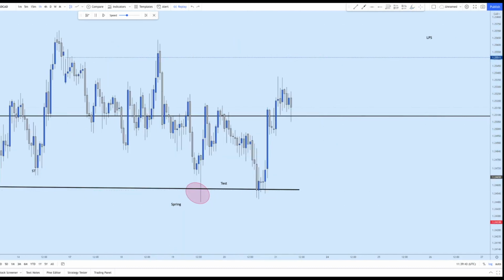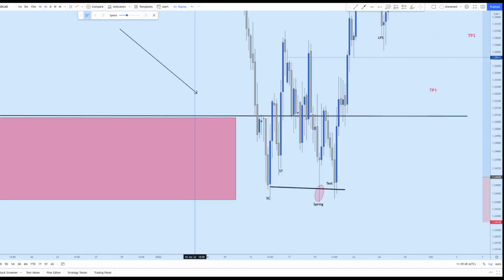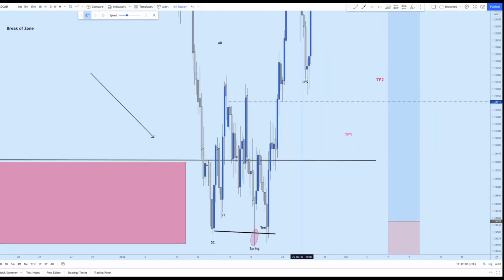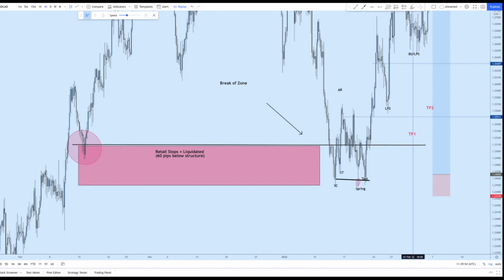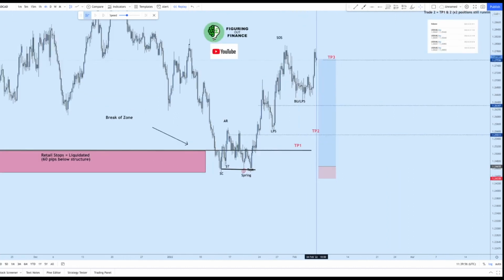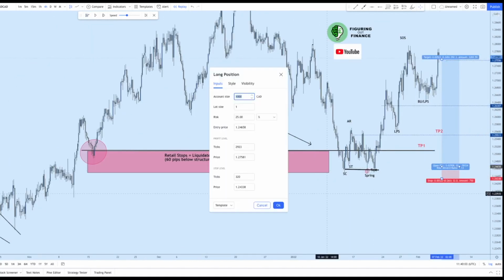If we just go back up to the 4-hour chart, let's just take a step back and see exactly where we were. So again, looking left, we had the retail stops liquidated. We had a brilliant position here. Here it is actually demonstrated, our actual position. Let's see exactly where we entered the market. Here we go, stop loss of 32 pips.